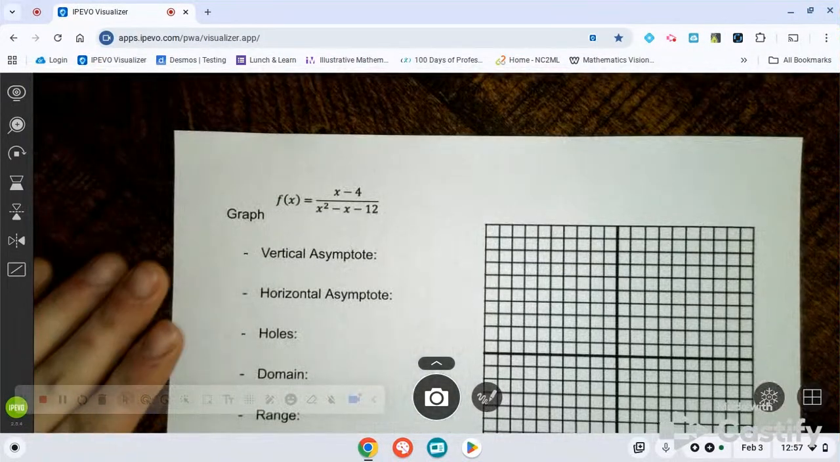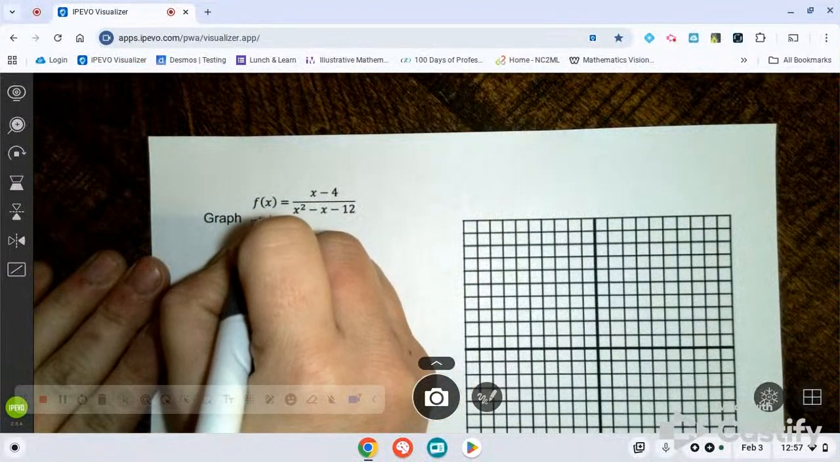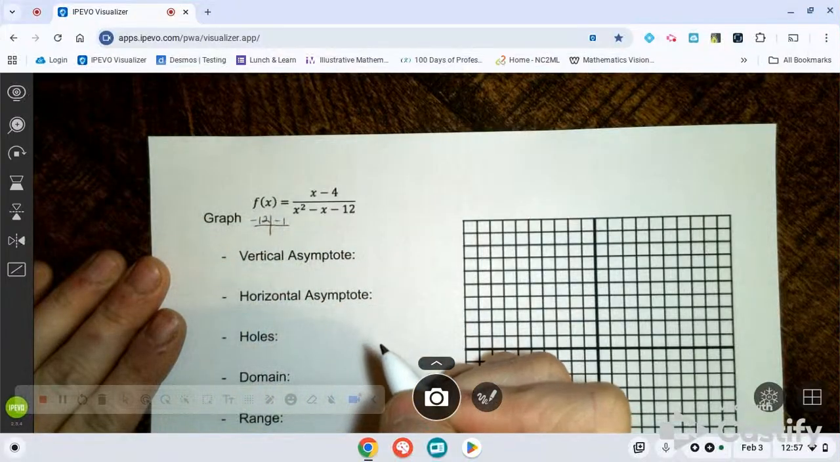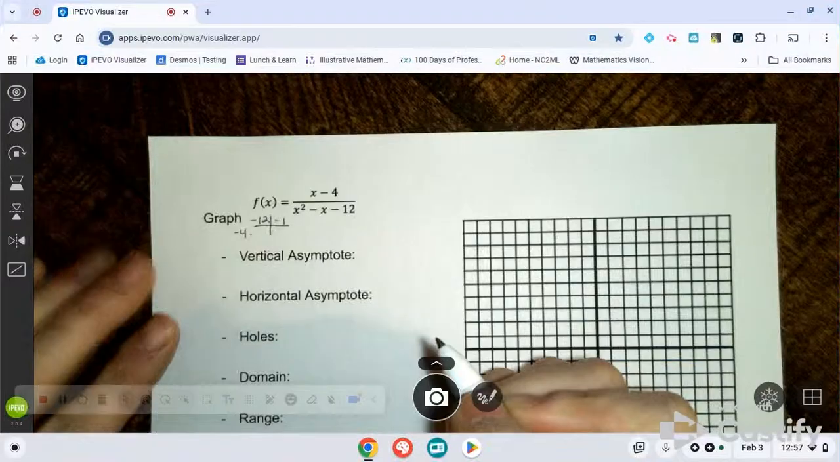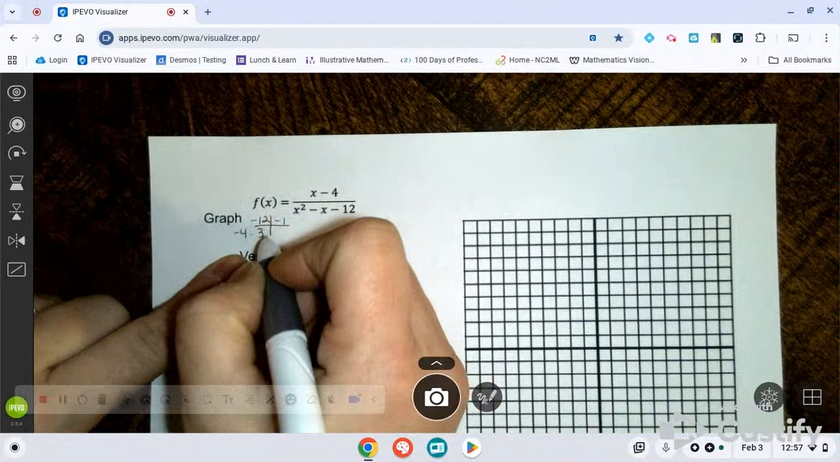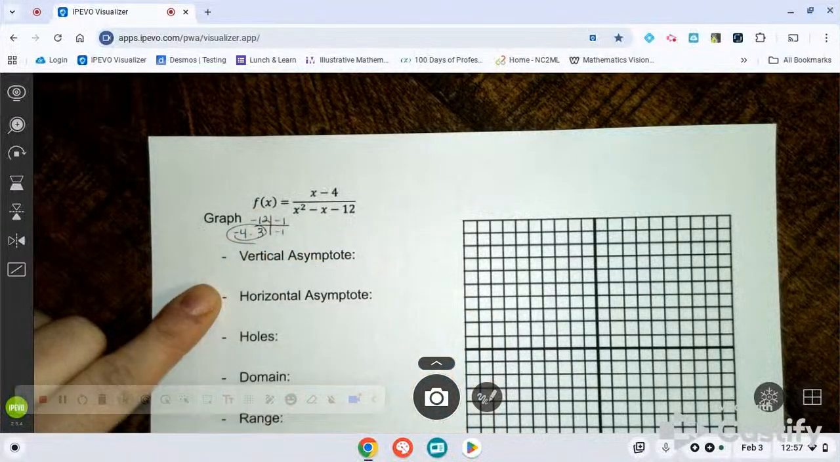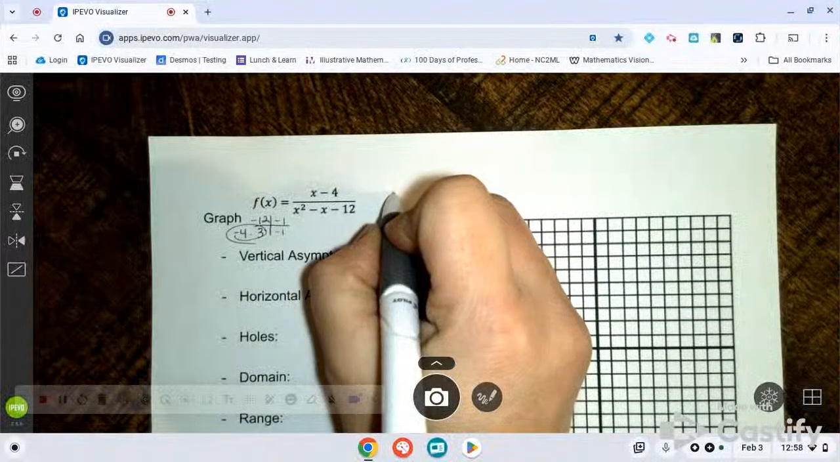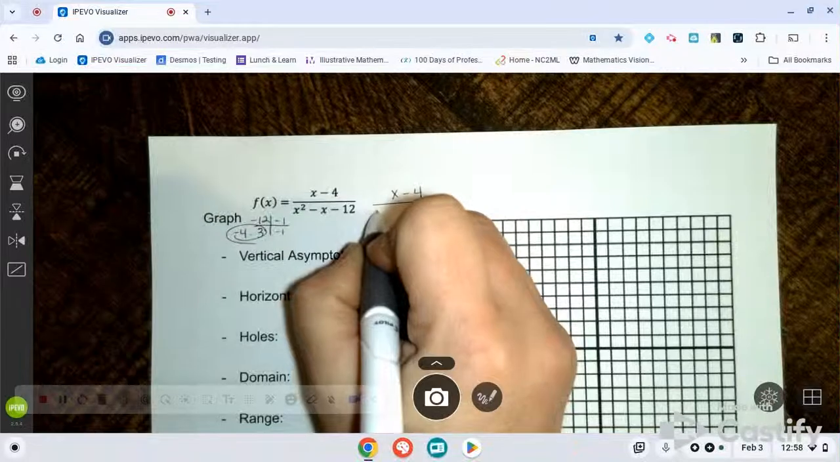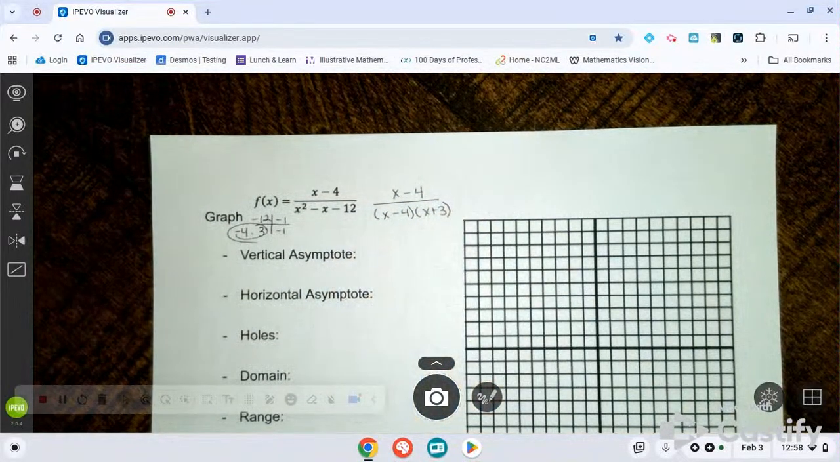So we're going to look at another one. And again, I am going to have to factor in this case. So I'm trying to multiply to get negative 12 and add to get negative 1. I'm going to try to use negative 4 as one of those factors and see if it will work. Negative 4 times 3 does give us negative 12. And negative 4 plus 3 does also give us negative 1. So those are going to be our factors. So we're going to have x minus 4 in the numerator and x minus 4 times x plus 3 in the denominator.